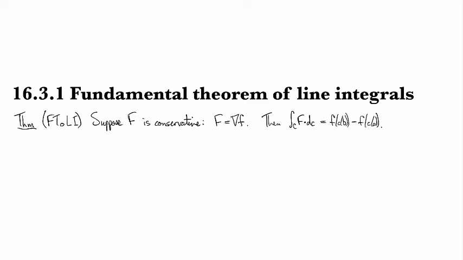Alright, so now we get to the version of the fundamental theorem of calculus for line integrals, which is imaginatively called the fundamental theorem of line integrals, here denoted by the memorable acronym FTOLI. So it goes like this. Suppose we have a conservative vector field. That means that our vector field is actually the gradient of some potential function, little f. Then the line integral of F dc over any curve c is just given by the values of the potential function at the endpoints. So that simplifies the evaluation of an integral greatly.